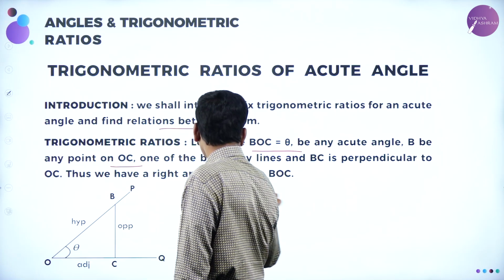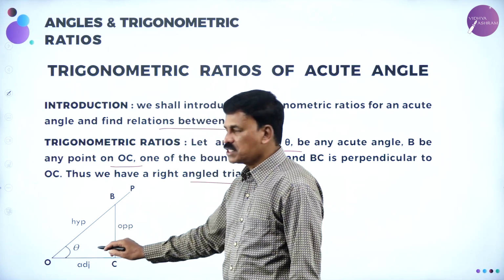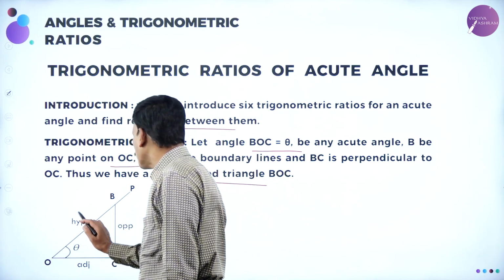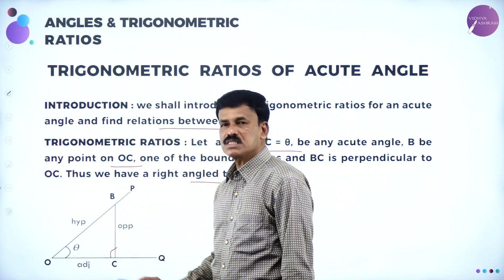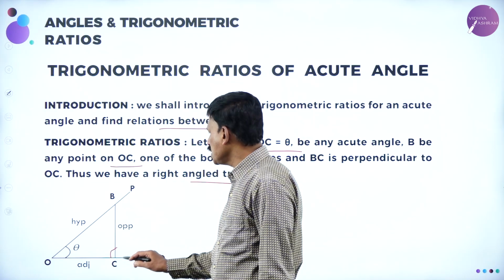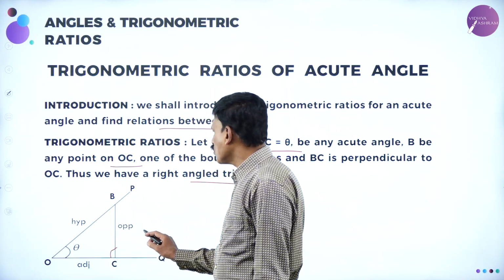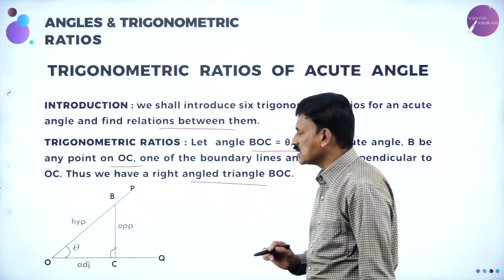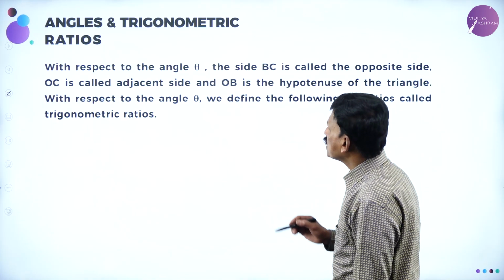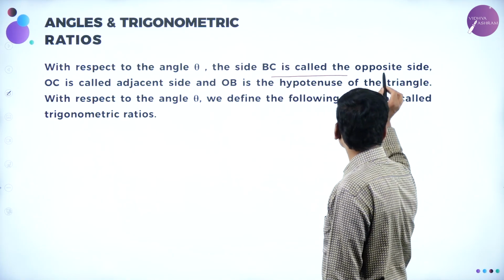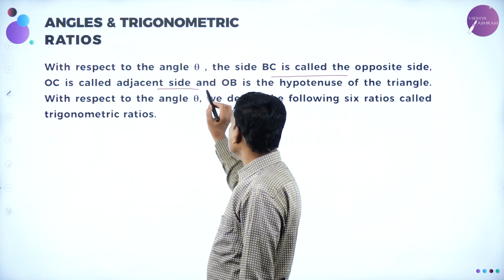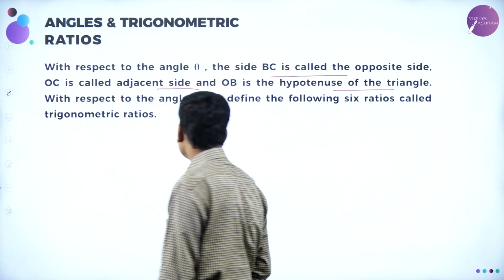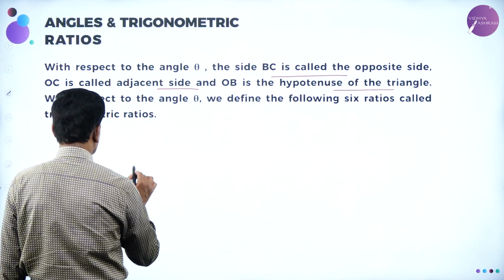Thus, we will have a right angle triangle BOC, and the side which is opposite to this angle theta is the opposite side, and the side opposite to this 90 degrees is the hypotenuse side, and in between opposite and hypotenuse is the adjacent side. So here angle BOC is equal to theta, BC is the opposite side, OB is the hypotenuse, and OC is the adjacent side. With respect to the angle theta, the side BC is called the opposite side, OC is called the adjacent side, and OB is called the hypotenuse side of the triangle.